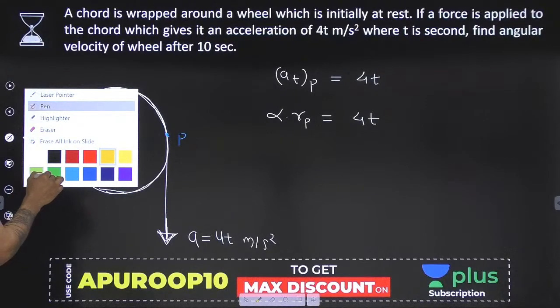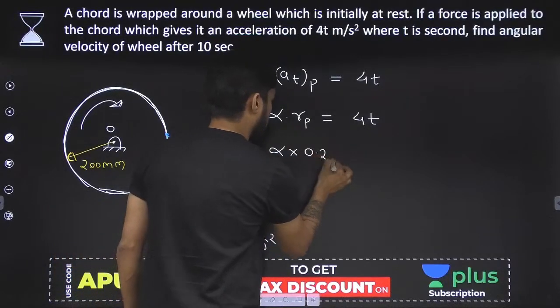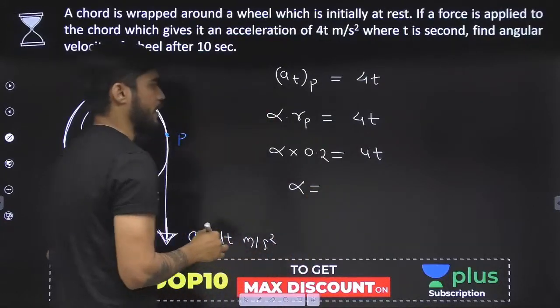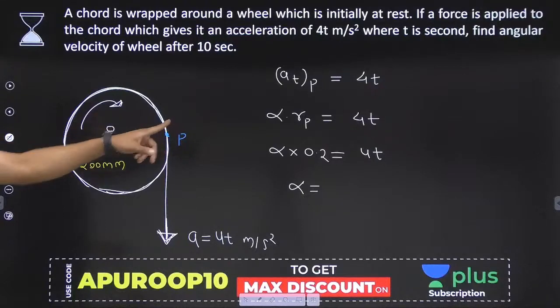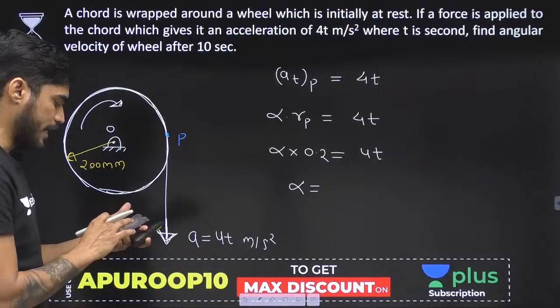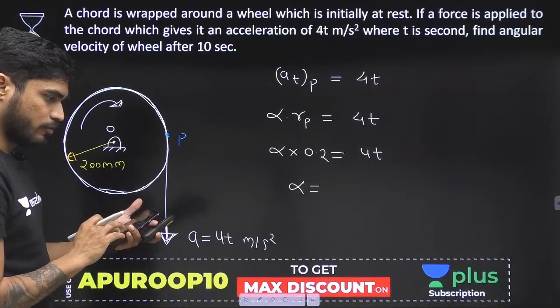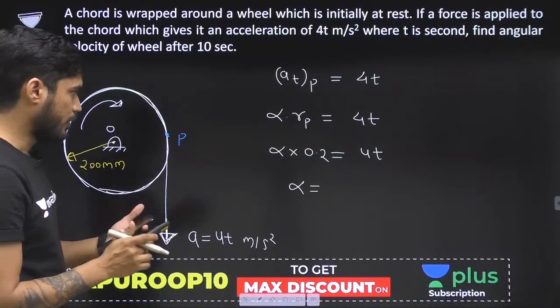Now beta, what will this be? Alpha into 0.2 equals 4t. So alpha will be equal to how much in terms of t? It will be 4 by 0.2, which is 20t.